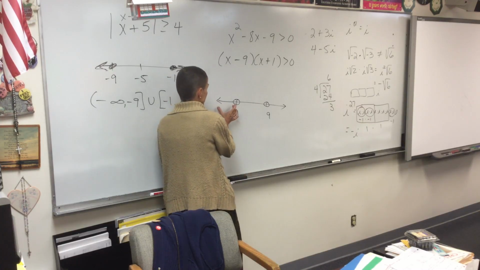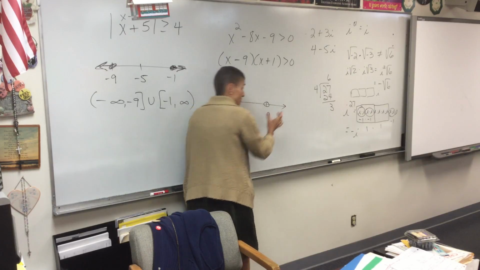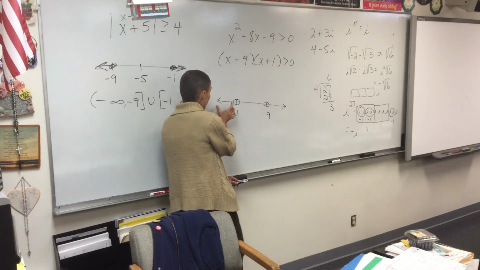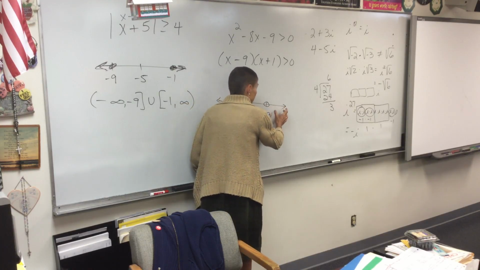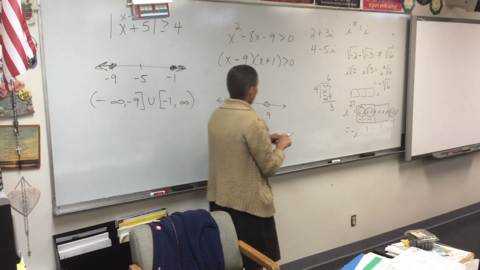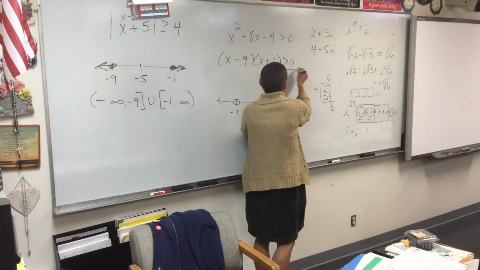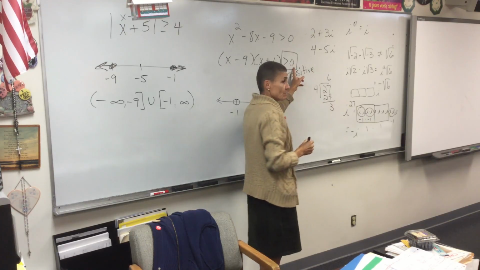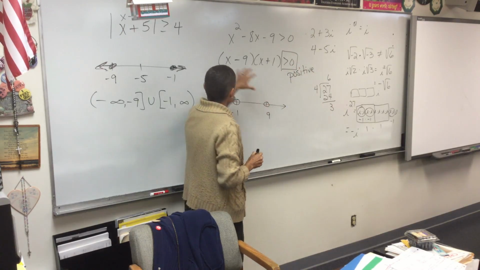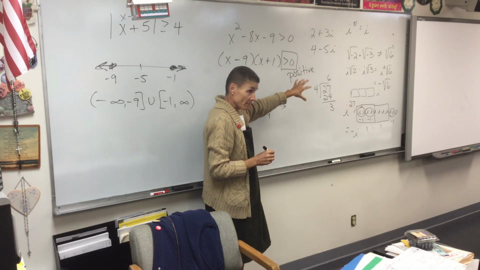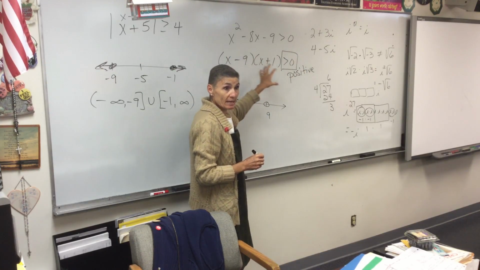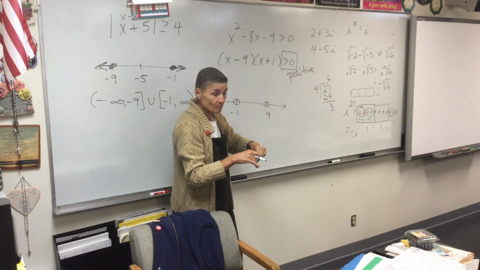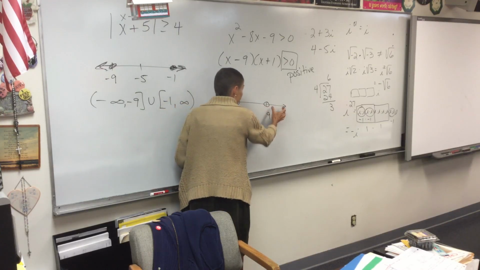The 3 pieces are this piece, this piece, and this piece, correct? Now I need to figure out which of the pieces of the number line are going to make the problem positive. Greater than 0 means positive. There are some numbers I can put in that will give me a positive answer, and there are other numbers I can put in that would give me a negative answer. I want the positive ones. They will either come from here, here, or here.